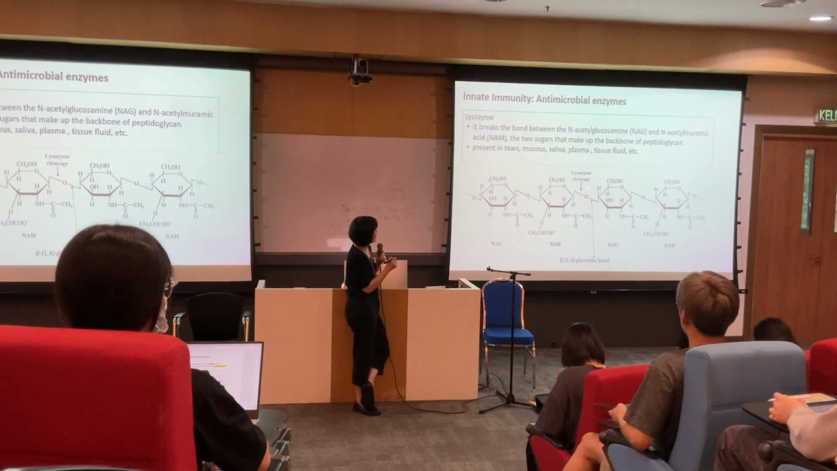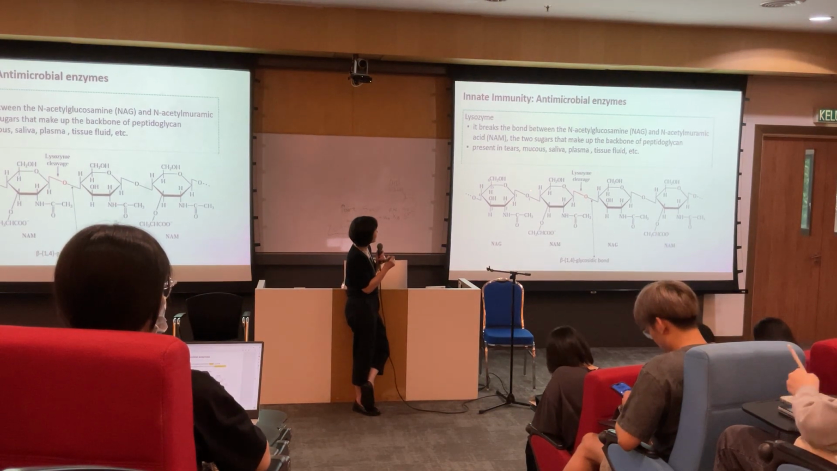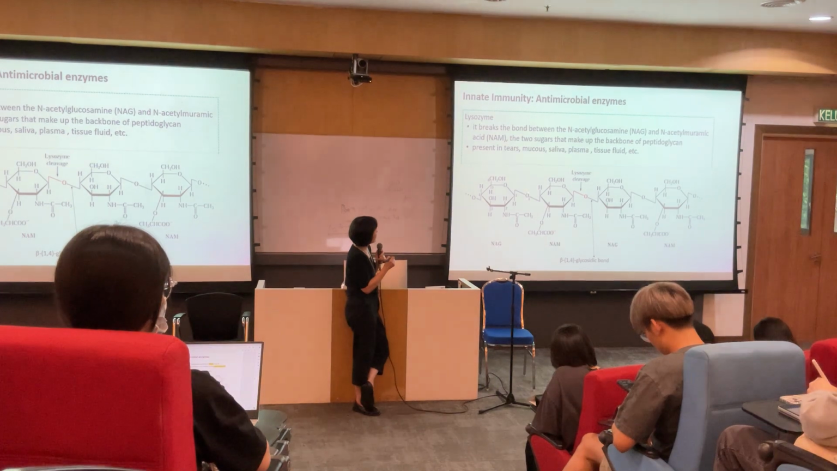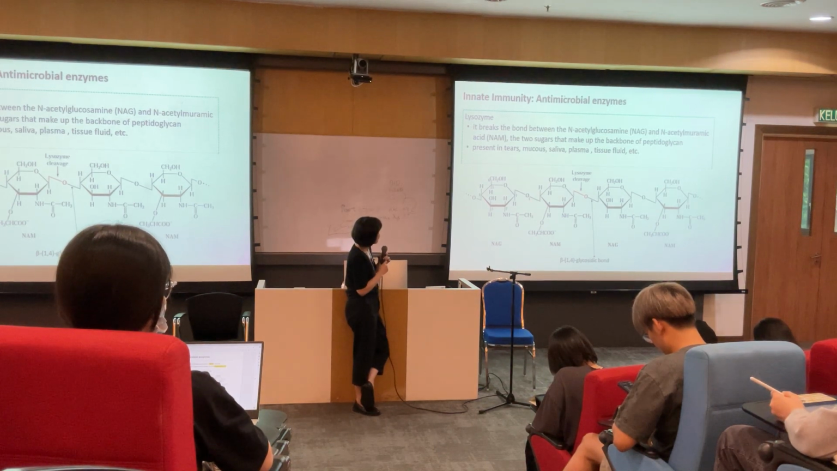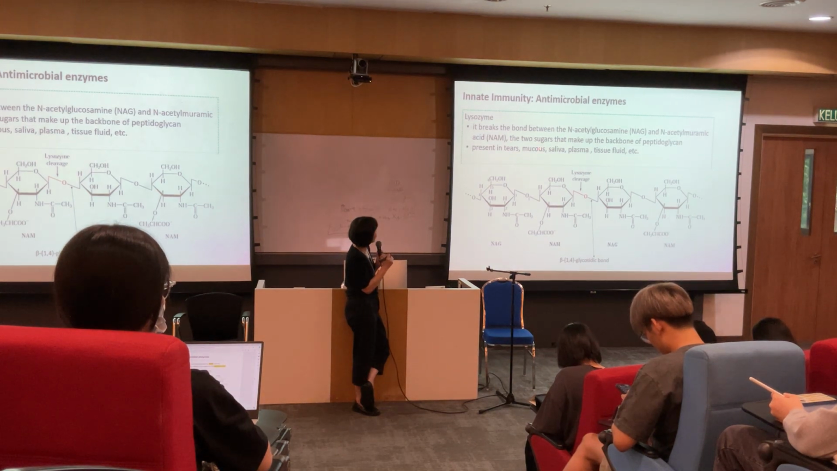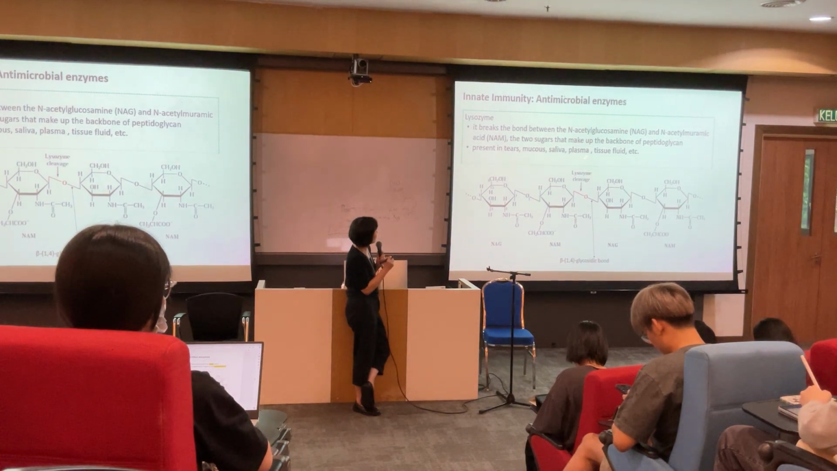When this bond is broken, the peptidoglycan cannot maintain its structure, and the entire cell will collapse and the cell dies. This lysozyme you can find in the tears, mucus, saliva, plasma, as well as the tissue fluid.